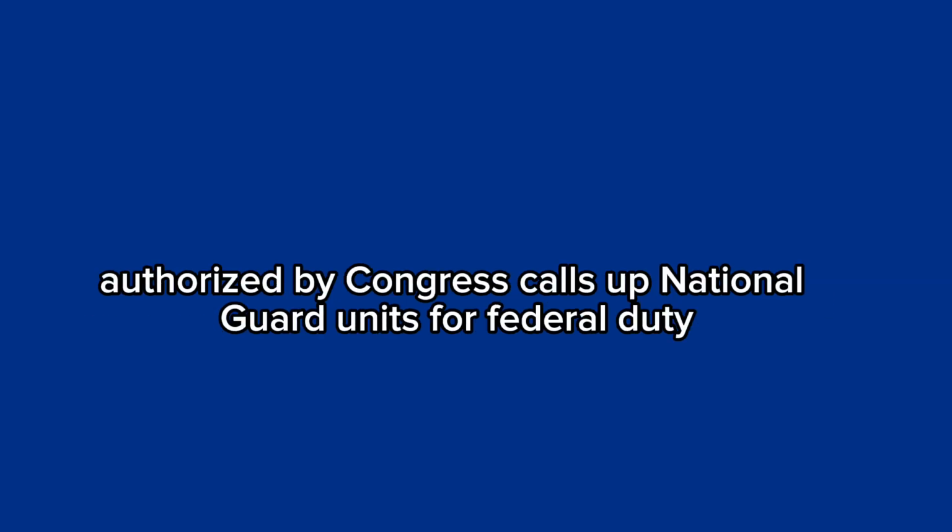And the key case here, Perpich v. Department of Defense, clarified the balance of power between the governor and the president. It did. It established that when the president, authorized by Congress, calls up National Guard units for federal duty, that call-up is not subject to the state governor's approval or veto. Even for training, exercises, or non-emergency situations. Even then. When the Guard is called into federal service, the federal authority is supreme.